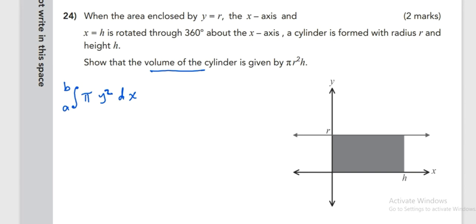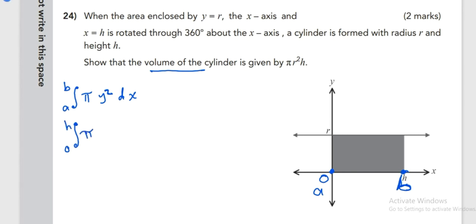Here, values of a and b. Here these are bounds of area, or bounds of integration. The area starts from this point to this point. This point we already know that it's 0, it's original point, and this point he said it's h. So this is a and this is b. So the value of a is 0 and the value of b is h. So we get the first information, which is 0 and h.